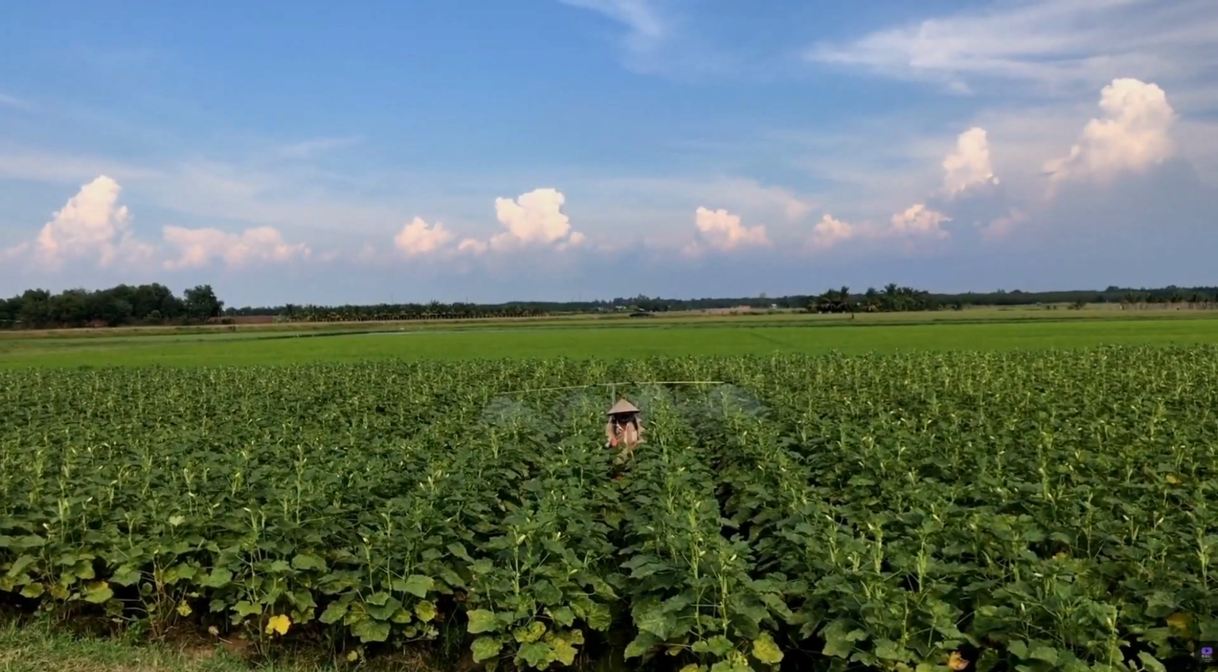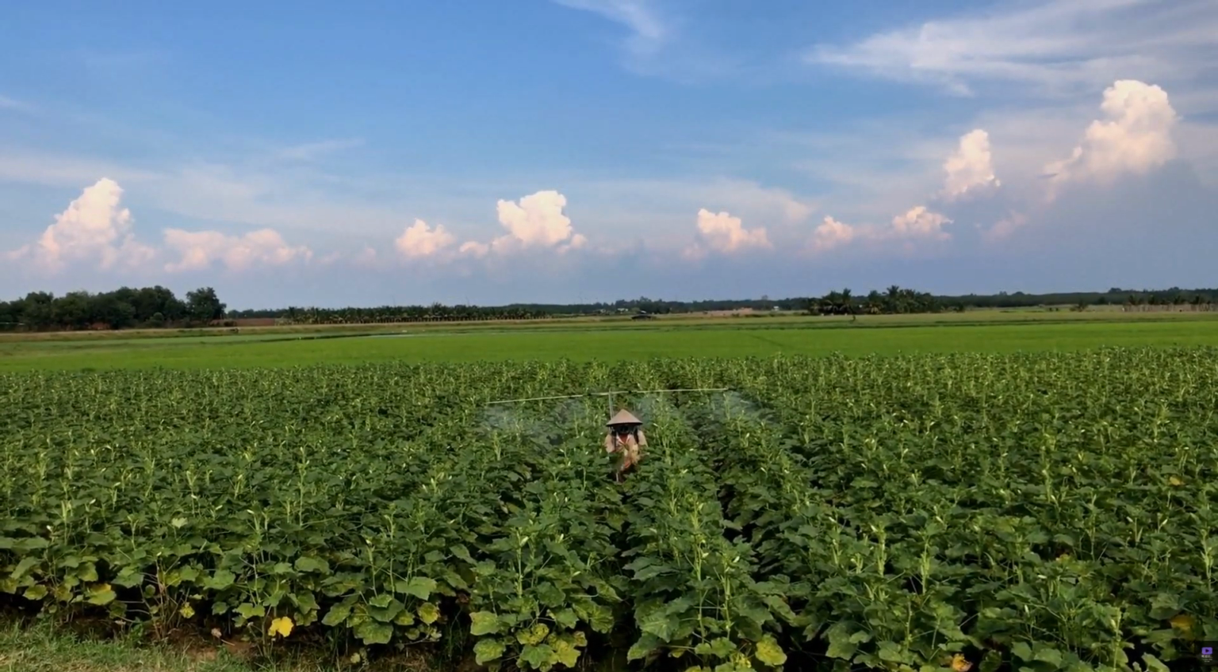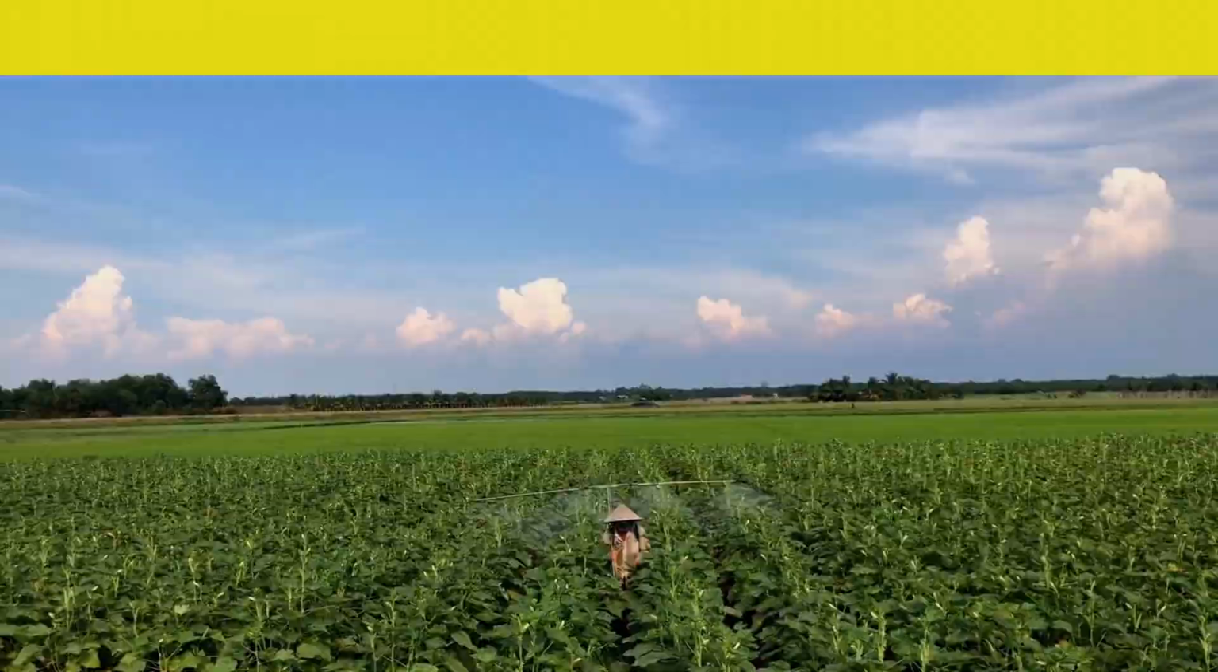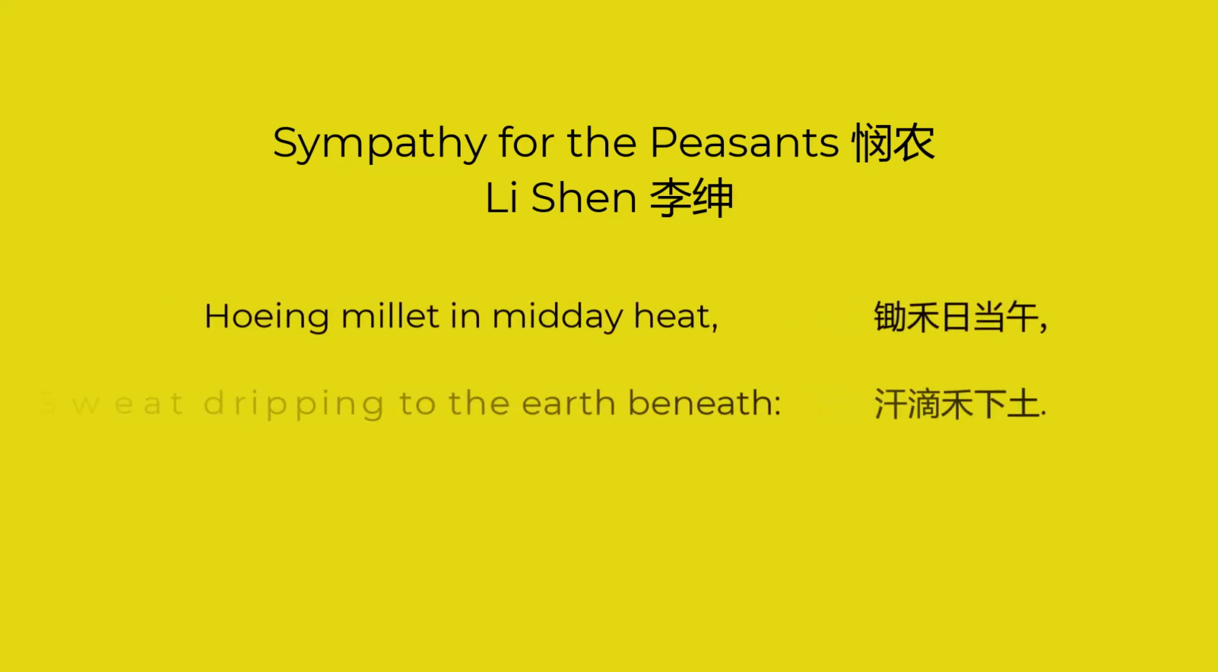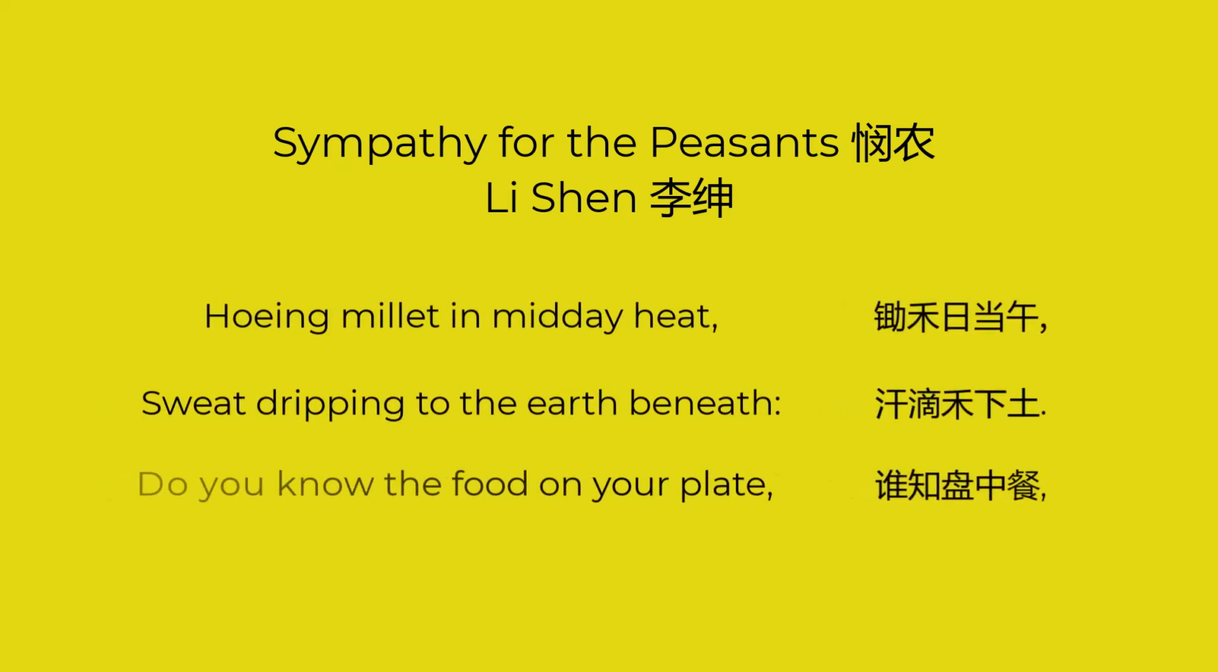For an agricultural civilization like ancient China, the people knew the significance of the soil all too well. Li Shen, a Tang Dynasty poet, described the hardships of farm work in his classic poem Sympathy for the Peasants. Hoeing millet in midday heat, sweat dripping to the earth beneath, do you know the food on your plate?